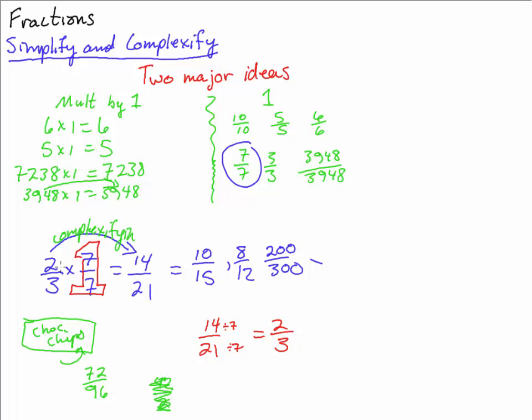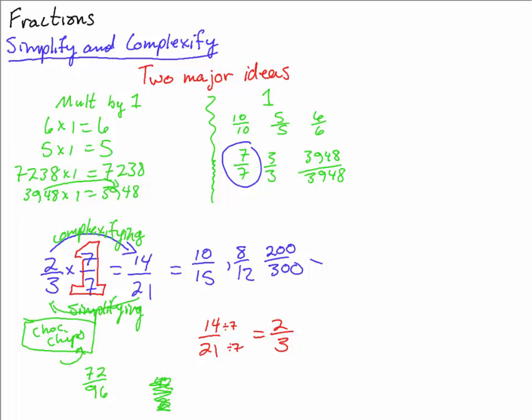The real term is creating equivalent fractions with alternate denominators. I call it complexifying. And if you go backwards, you take that guy out, that is where we get simplifying. So, we've got those two things.